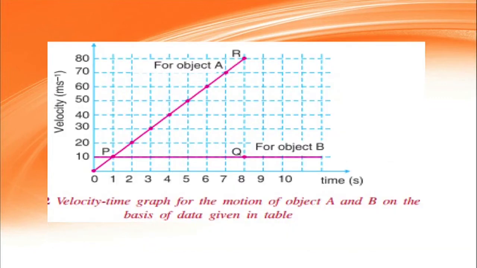If we plot the graph, you can see the graph of body A is a straight line, while because the velocity of body B is not changing with time, its graph comes parallel to the time axis. So, lines OR and PQ represent the motion of objects A and B respectively. We see that the velocity-time graph of the motion represented in this table is a straight line, and parallel to the time axis for B. This is so because the velocity is constant throughout, the motion is uniform.